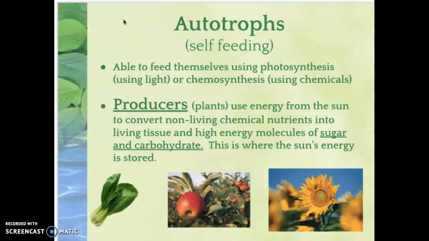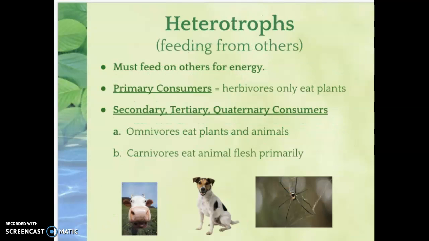Producers, what these are known as, these are plants. Those use energy from the sun to convert non-living chemical nutrients into living tissue and high energy molecules of sugar and carbohydrates. That is where the sun's energy is stored. So plants will take that energy and that converts to sugar. There's a chemical process that's taking place that is producing the energy that those plants need.